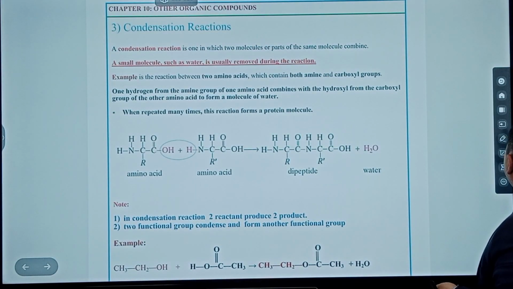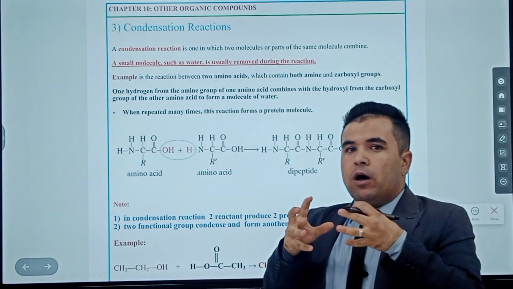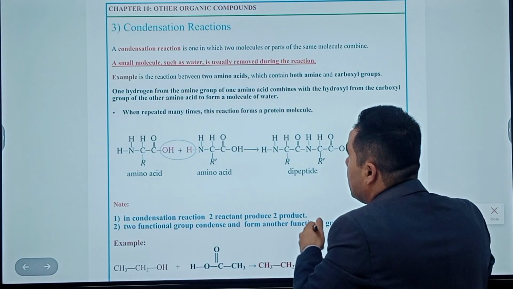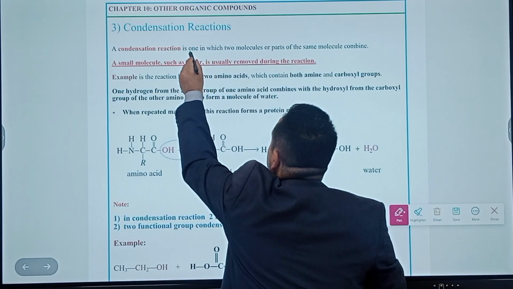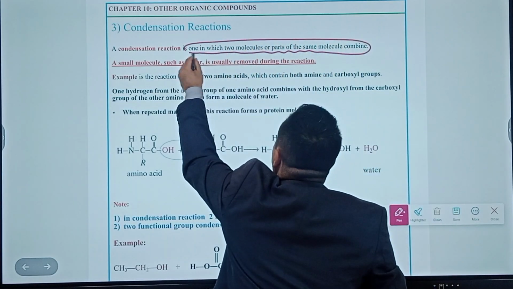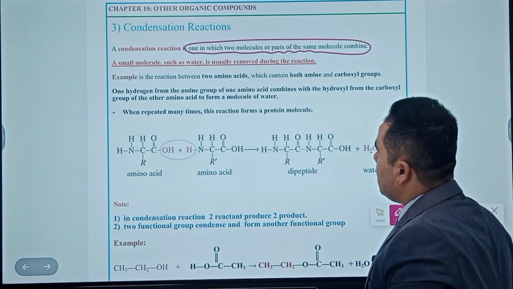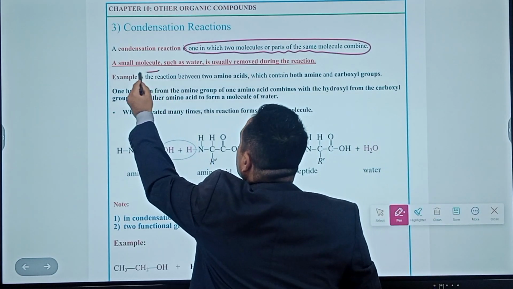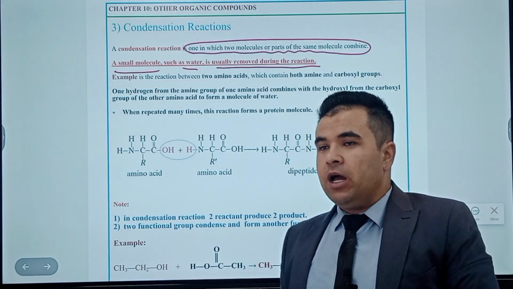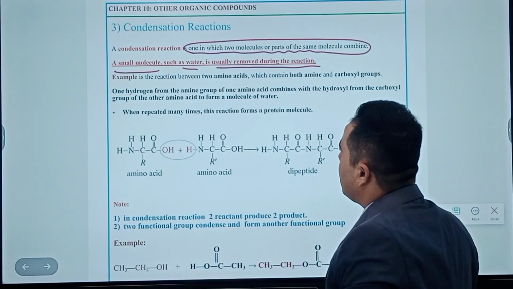The third type of reaction is the condensation reaction, in which two molecules are going to be condensed and usually form water in the product, guys. A condensation reaction is one in which two molecules, or parts of the same molecule, combine to form a longer chain, a longer molecule in the product. A small molecule such as water is usually removed during the reaction. As I told you, water usually will be produced. That's a sign of a condensation reaction.